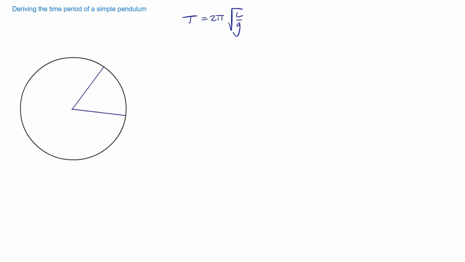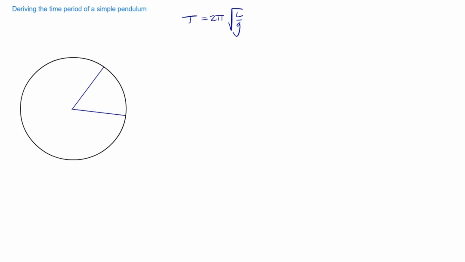Well, if you're watching this optional extra, it's because you want to know how to derive, or why T equals 2 pi root L over g for a simple pendulum, where L is the length of the pendulum and g is the gravitational field strength. Well, before we can derive that, there's a few tricks we need to remember, a few little bits and pieces.